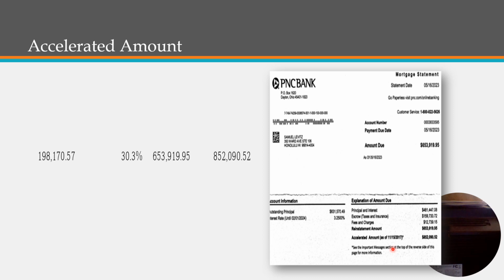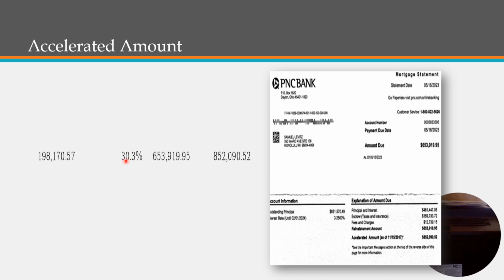The difference between that and the 653,919.95, that amount, which totals all the budgetary items that we just went over, that less that, which is by their own admission, came out to a difference of 198,170.57. I was trying to tie that out to dates and I couldn't.